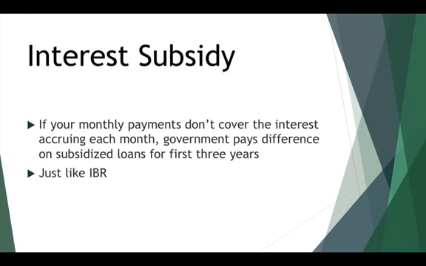Pay as you earn also has an interest subsidy. So if you are in the position where your monthly payment is less than the amount of interest that accrues on your loans each month, under pay as you earn, the government will pay that difference on subsidized loans for your first 3 years in the program. After 3 years, they're not going to pay any accrued interest, nor will they pay accrued interest on unsubsidized loans. And this is just like income-based repayment.